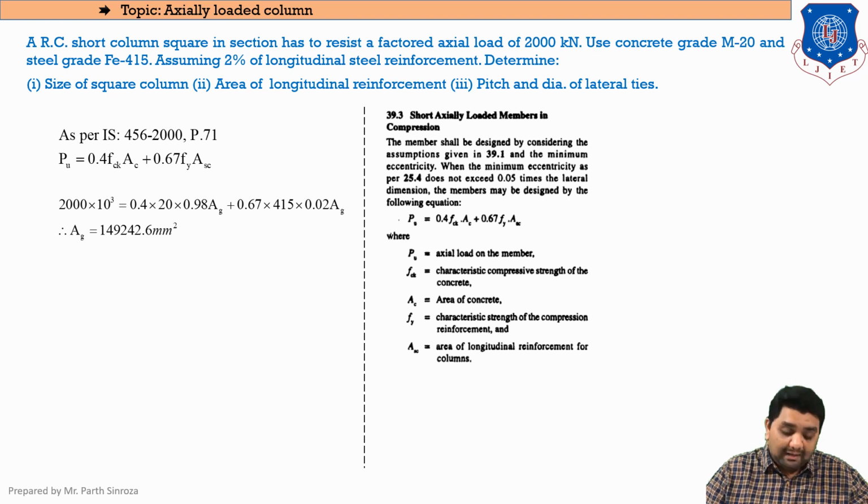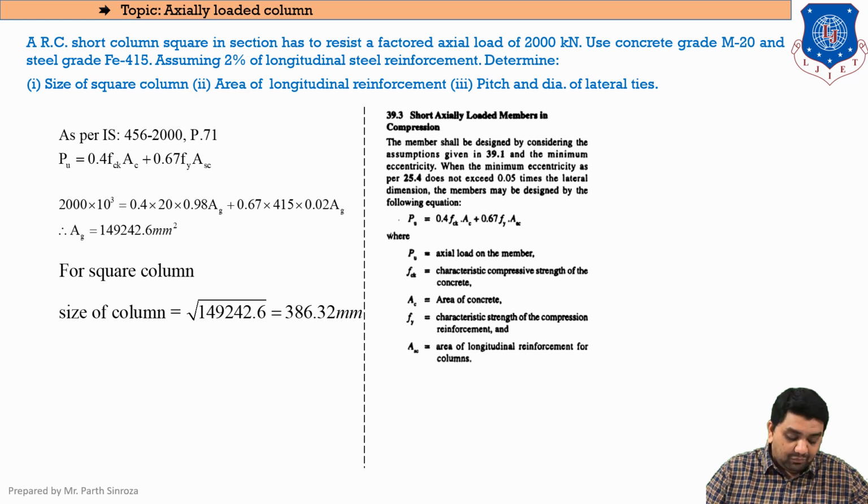Now, as per the question, it is asked to design or find the contents for a square section. If it is asked for a rectangular section, the sum will be somewhat different, but here it is asked for a square section. So for a square column or square section, we always need to find the value of the length or width, you can say that.